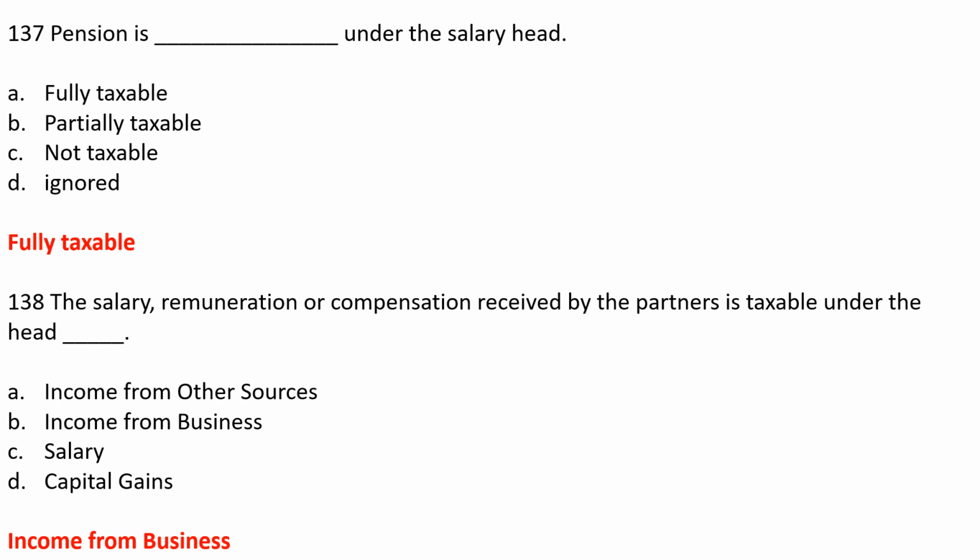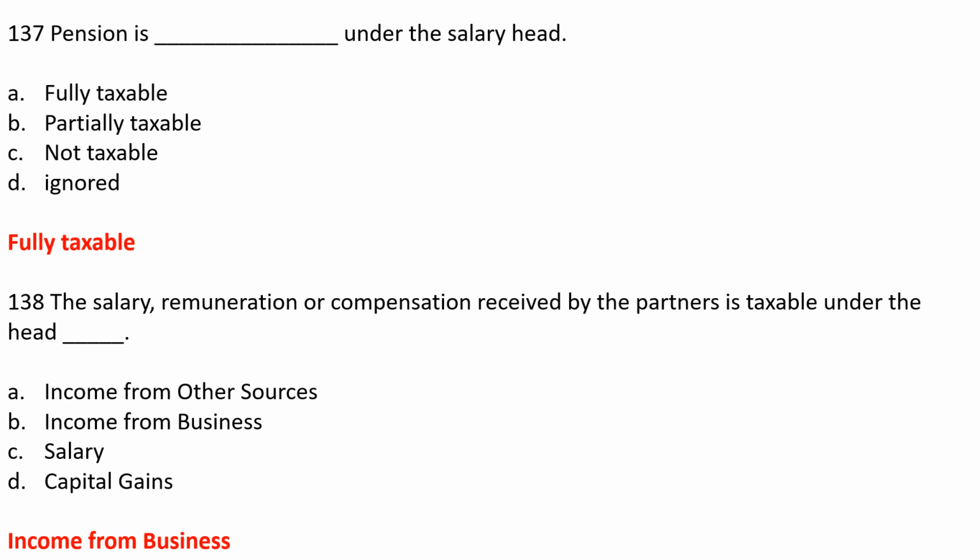The salary, remuneration or compensation received by the partner is taxable under the head dash. Option A income from other sources, option B income from business, option C salary, option D capital gain. The correct answer is option B, income from business.